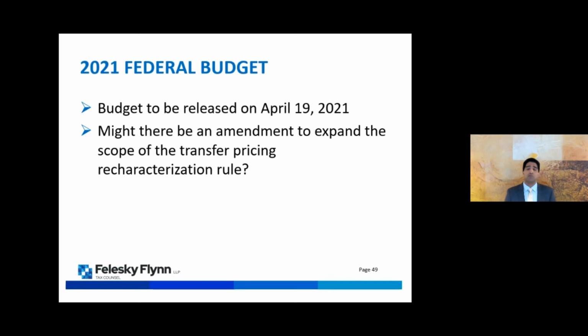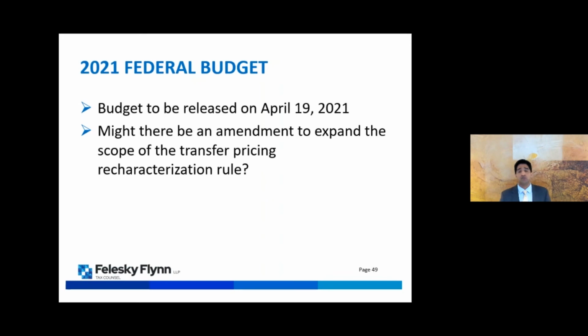All of that said, the Supreme Court's decision to deny leave is fairly recent, and we have a federal budget coming up on April 19th of this year. And in conferences and things like that, I have heard high-level CRA officials say that if they are not successful in court in Cameco, they could consider a legislative amendment to Section 247. So, I just raised the question: might there be an amendment to expand the transfer pricing recharacterization rule in this upcoming budget? I certainly think it's quite possible. So that's something to watch for.